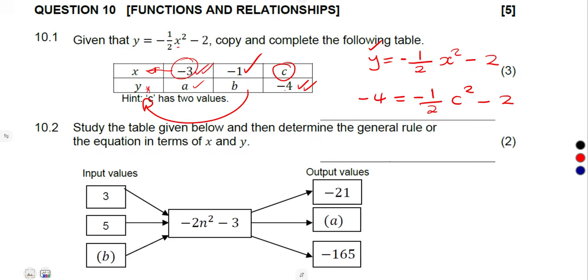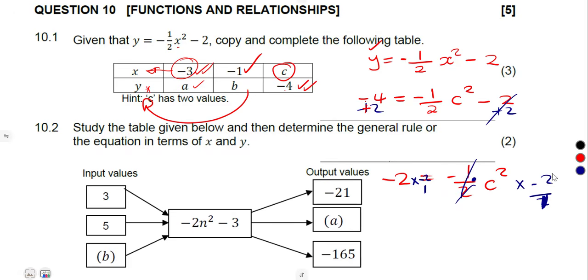Get rid of the -2. We can add 2 to both sides of our equation. So that's -1/2 c squared equal to -4 plus 2, that's -2. In order for us to get rid of this, we just need the inverse, the -2 over 1, so you multiply by -2 over 1 on both sides.